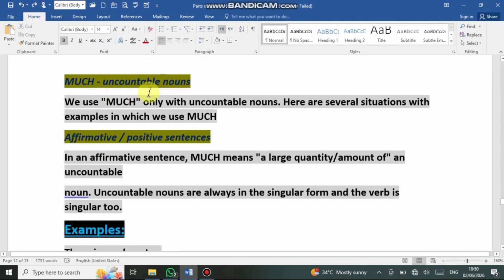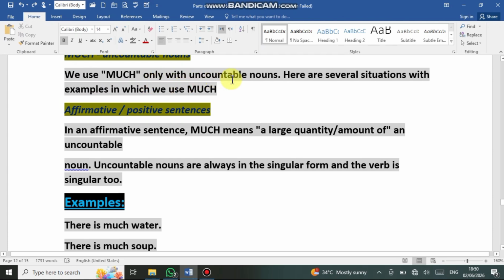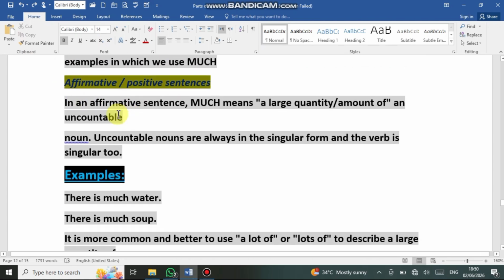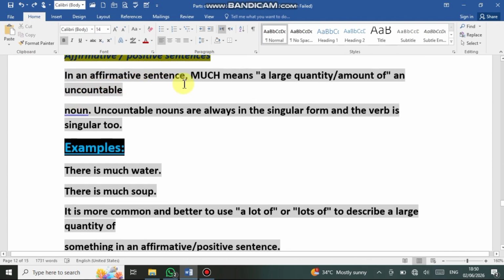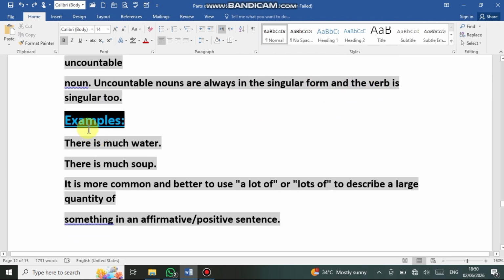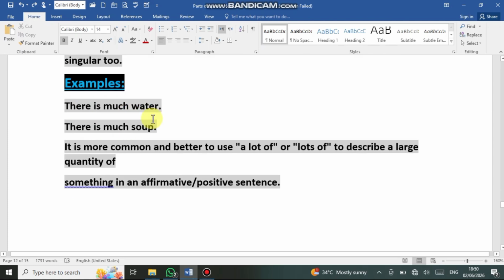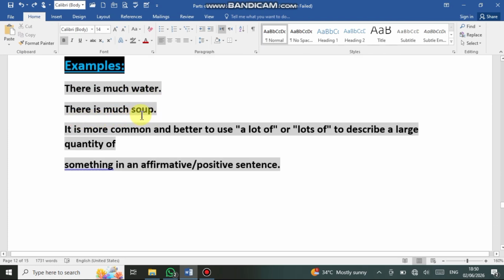Much: uncountable nouns. We use much only with uncountable nouns. Here are several situations with examples in which we use much. Affirmative sentences. In affirmative sentences, much means a large quantity or amount of uncountable nouns. Uncountable nouns are always in singular form and the verb is singular too. Example: there is much water, there is much soap.